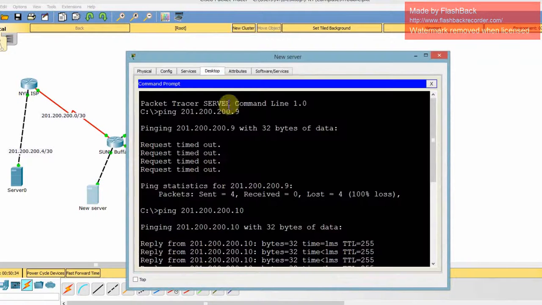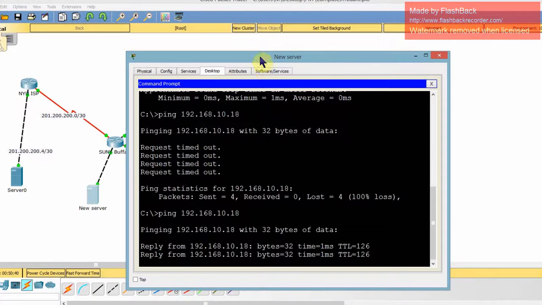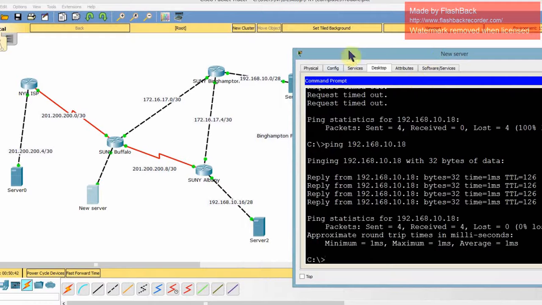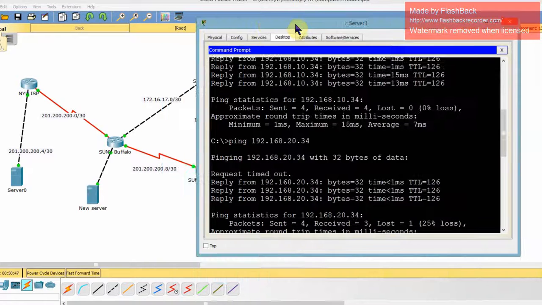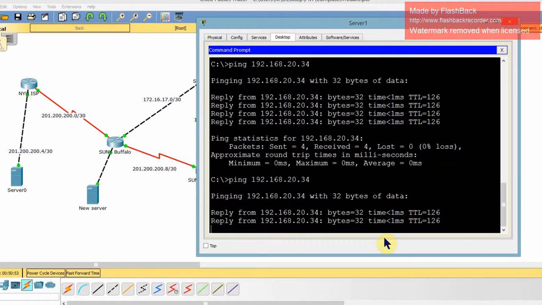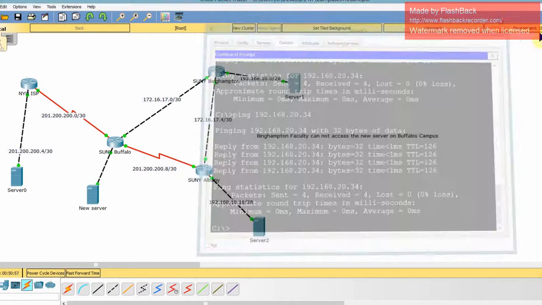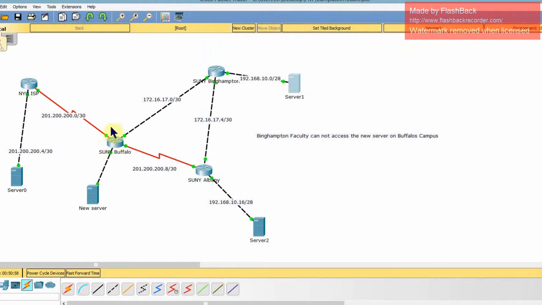Before, this server couldn't go anywhere. Let's try that last route again. Oh, got a reply. Okay. Since the original problem was Binghamton, let's go ahead and see if they can contact our server. They can. Alright, so the only problem was that this router here was not advertising the route to this server.